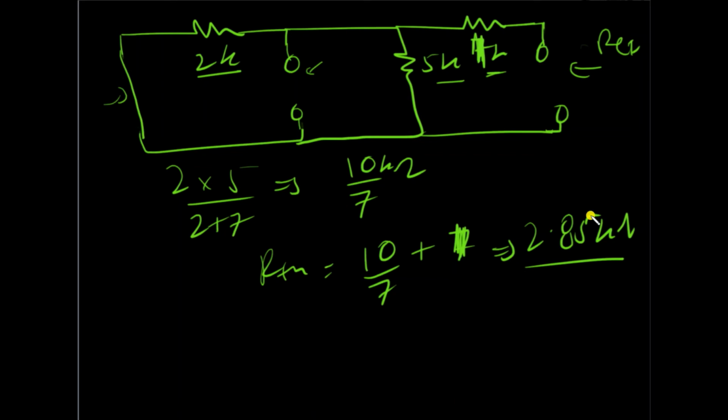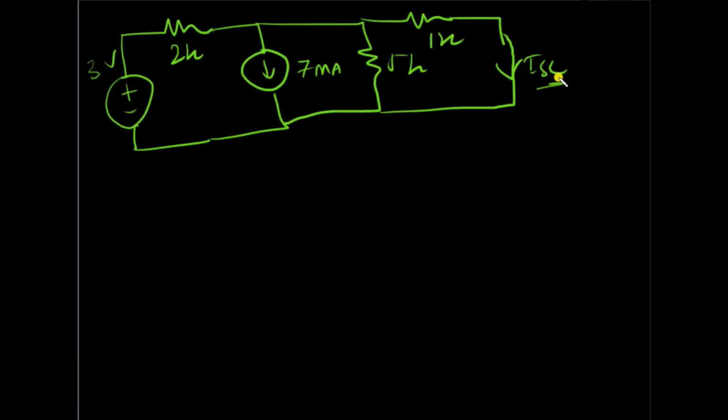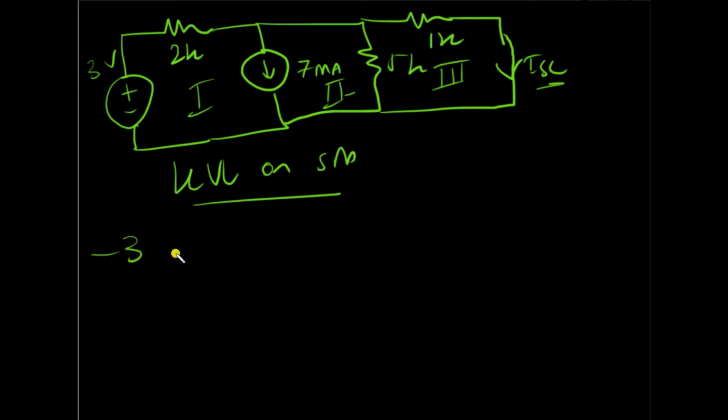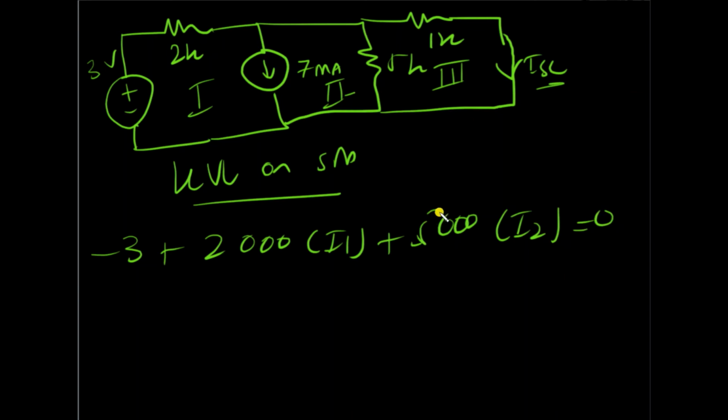Now we can also find ISC, so let's do that. I need to find this ISC to find our Thevenin resistance. I can just apply mesh analysis again. This is mesh 1, this is mesh 2, and now there would be a mesh 3 too because there is no open circuit here. So KVL on super mesh would be -3 plus 2000 I1 plus 5000 I2 is equal to 0. This would be our first equation.